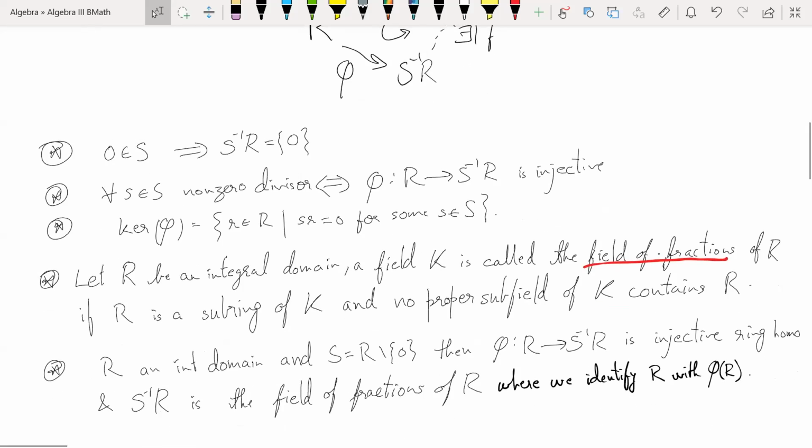Okay, and then we showed that if R is an integral domain and S is R minus 0, then this is an injective ring homomorphism, and S inverse R is the field of fractions of R, where we identify R with phi of R. This is the natural map. Since S consists of non-zero divisors, because we are taking R to be an integral domain, every non-zero element is a non-zero divisor. So this is injective, and then you look at the image of R, those elements of the kind r over 1. So there is a natural identification. Then the field of fractions of R is basically S inverse R if you do this identification.